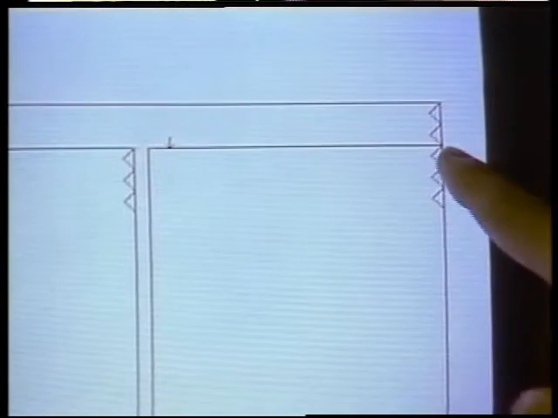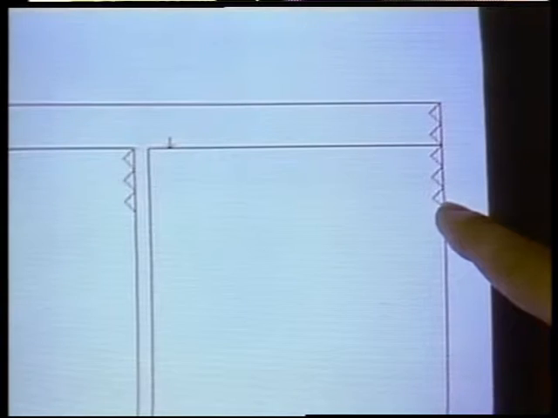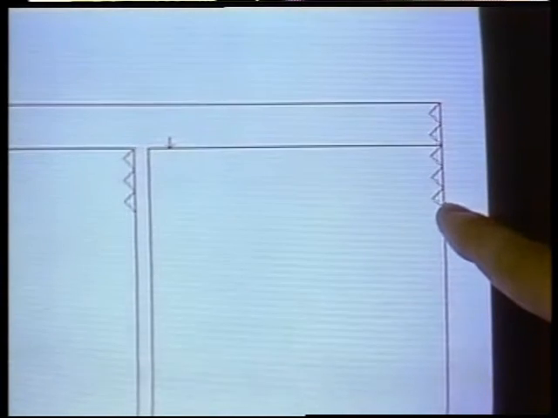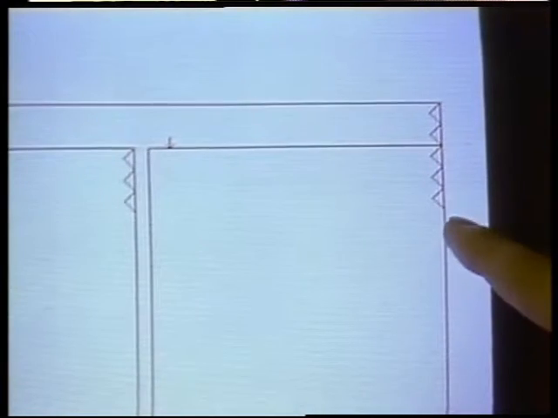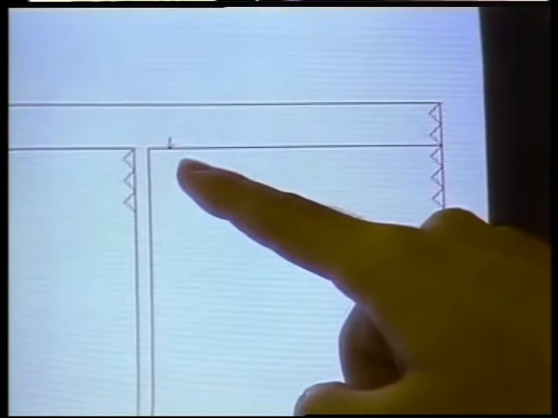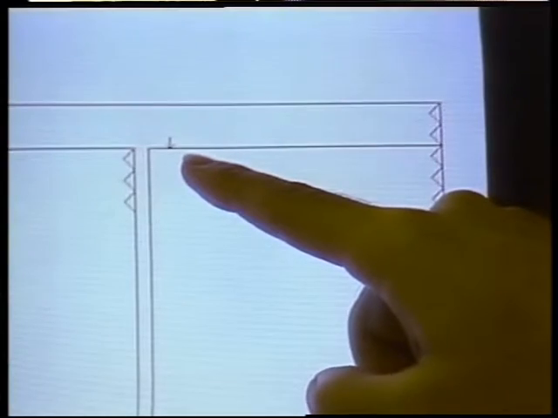This is where the text goes. This zigzag line here shows that the text is flush left, ragged right, and it's also used to indicate the leading or the line spacing of the text. This little arrow here indicates how far the paragraphs are indented.